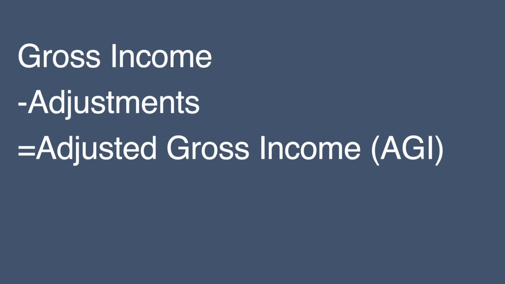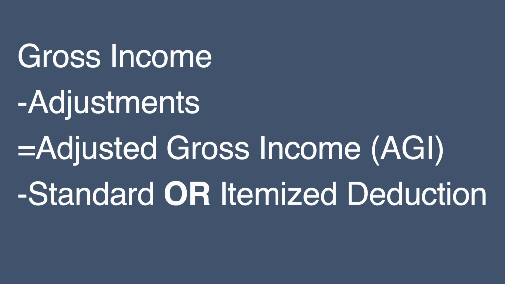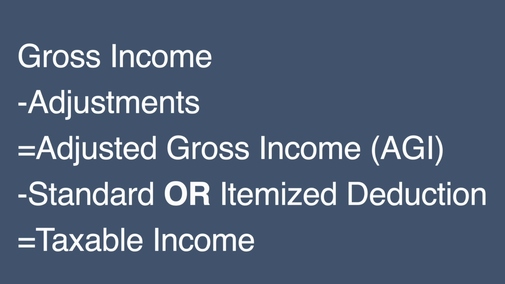To better understand these deductions, let's start with a high-level overview of the basic federal income tax equation. The equation goes like this: gross income minus adjustments equals adjusted gross income, or AGI. You then take adjusted gross income and subtract either the standard deduction or the total of your itemized deductions, whichever is higher. And this results in your taxable income. You then pay taxes as a percentage of this taxable income.